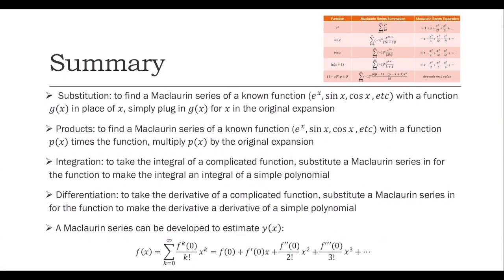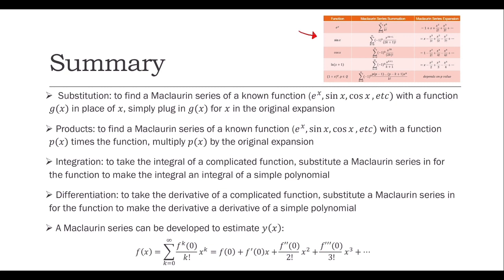So in summary, these are our Maclaurin series that you need to memorize. You can use substitution to find a Maclaurin series of a known function with a function g of x in place of x by simply plugging in g of x for x into the original expansion. For a product, to find the Maclaurin series of a known function with a function p of x times the function, you'll multiply p of x times the original expansion.